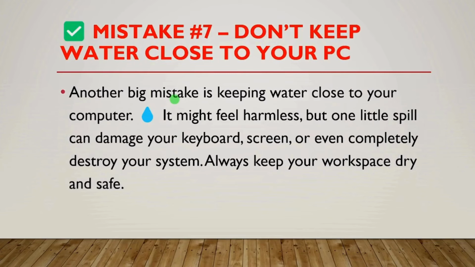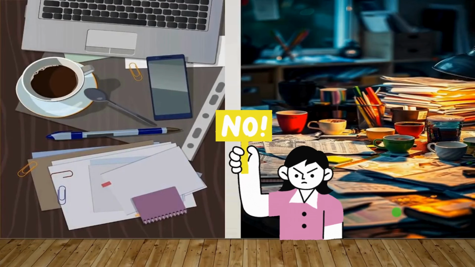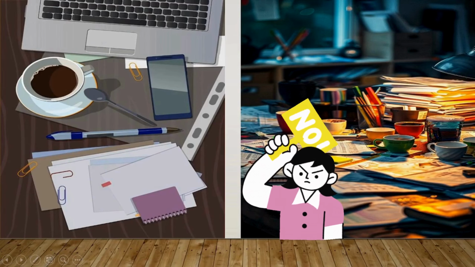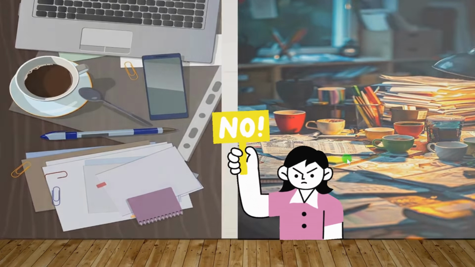Now, number 7 on our list. Number 7 mistake we should avoid is don't keep water close to your PC. Now, this is another mistake we tend to do. Do not keep water close to your computer. It might feel harmless, but one little spill can damage your keyboard, can damage your screen, or even completely destroy your computer system. So always ensure that your workspace is dry and safe. You see this image right here? Please avoid keeping liquid. Whatever liquid, please take it away from the desk or from the table where your laptop or computer system is. This isn't good.